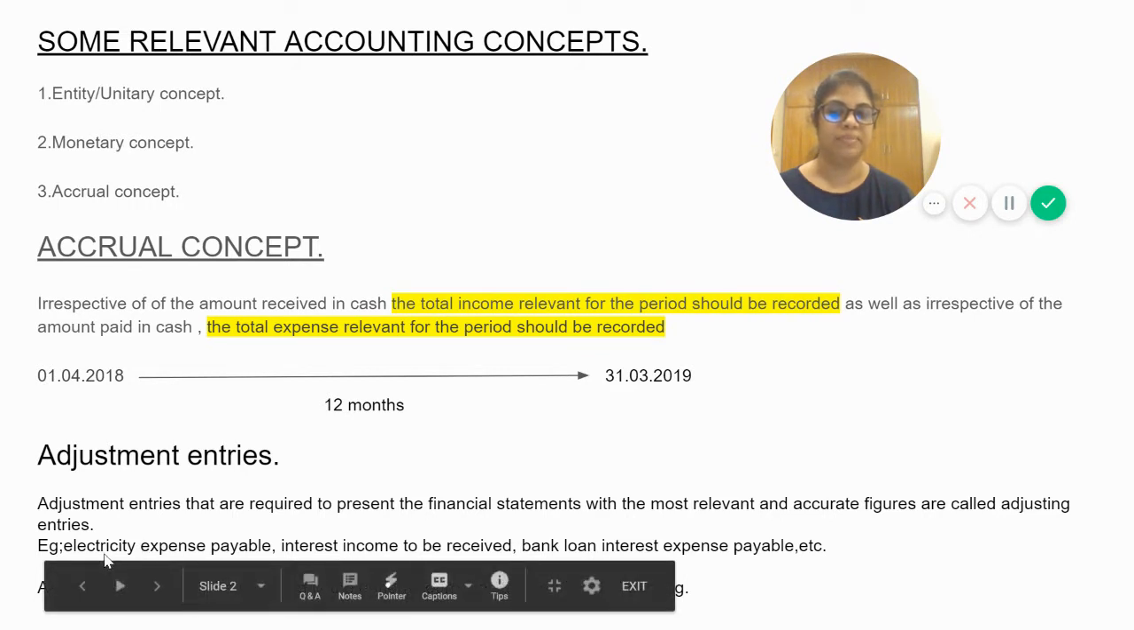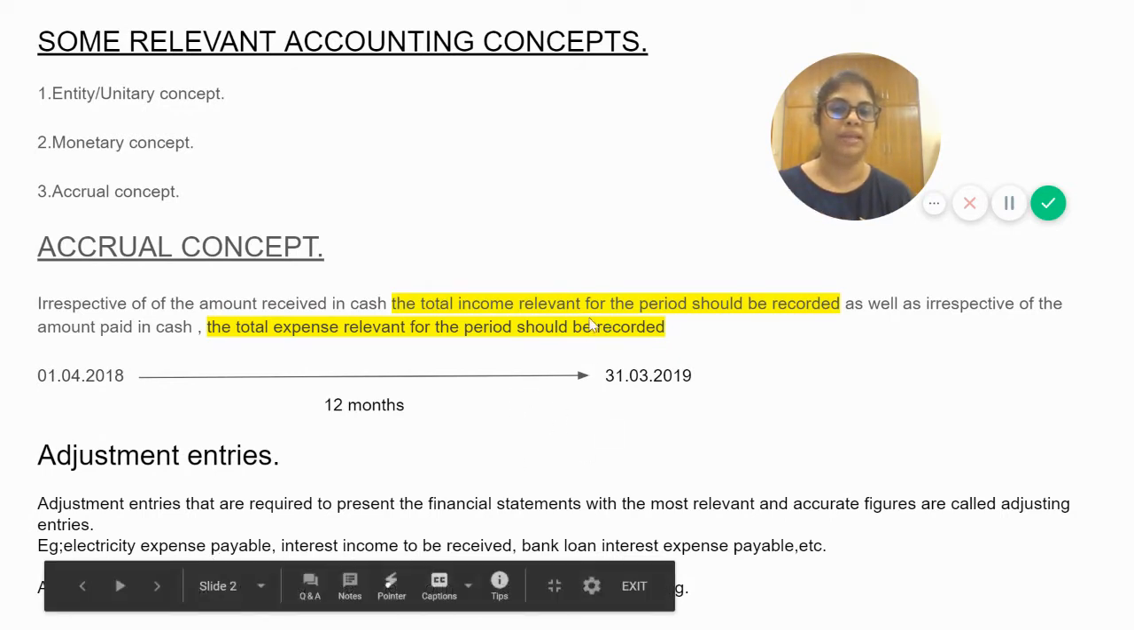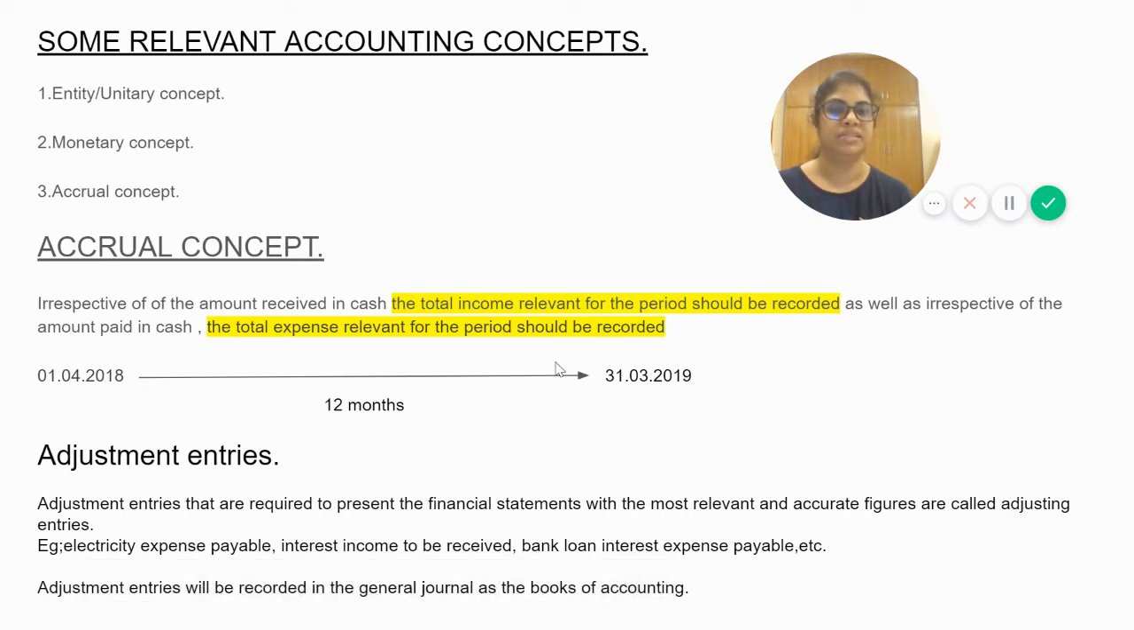Electricity expense payable: it's an expense, but it is payable. We have not paid it. No cash outflow has occurred at 31st December itself. But when we are preparing our accounts, we have to treat this electricity expense of the last month as well.